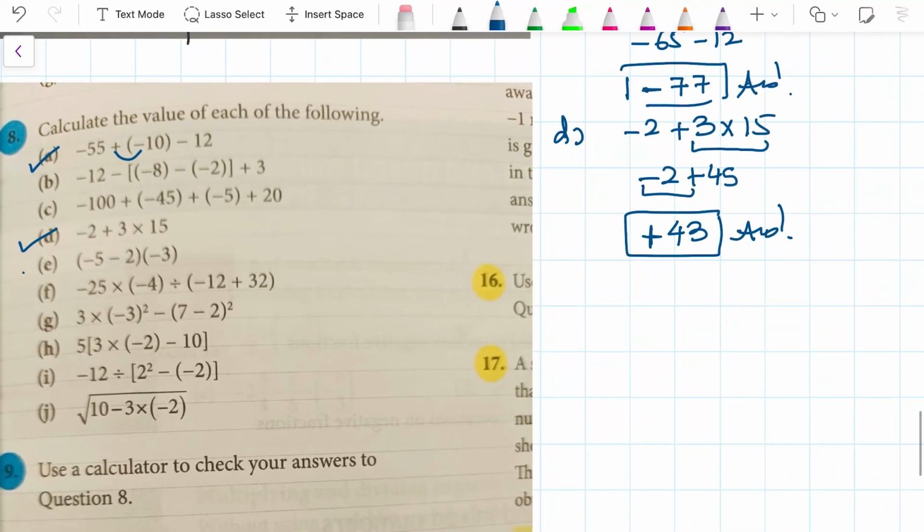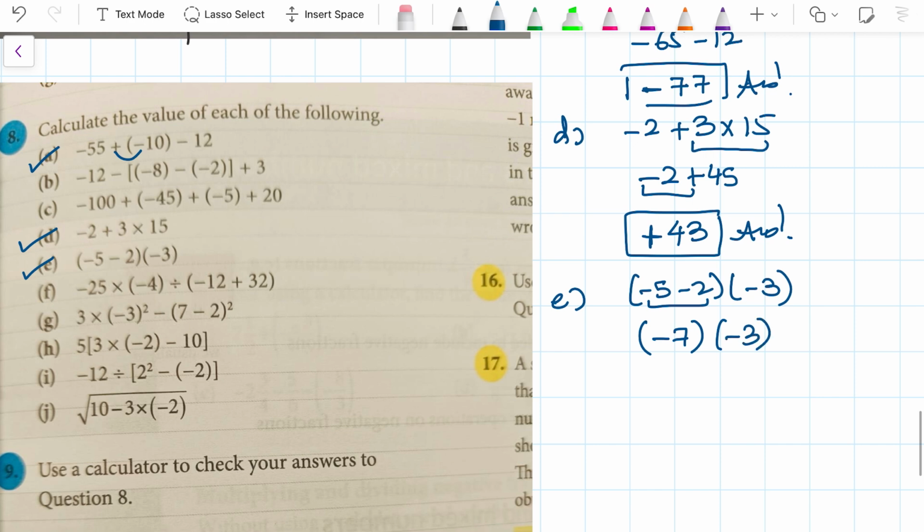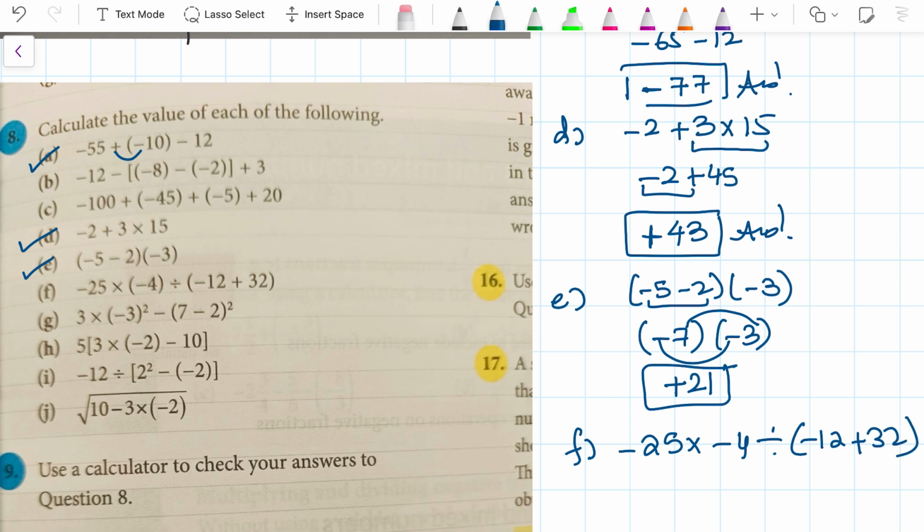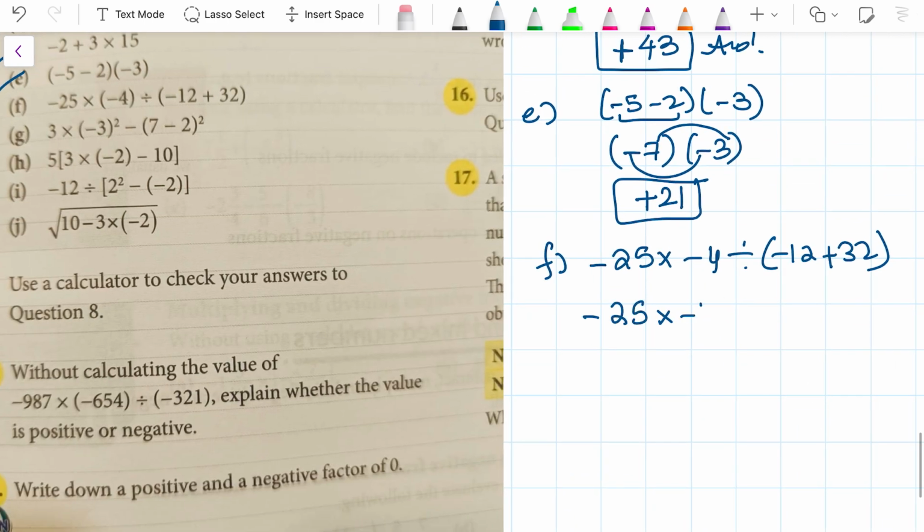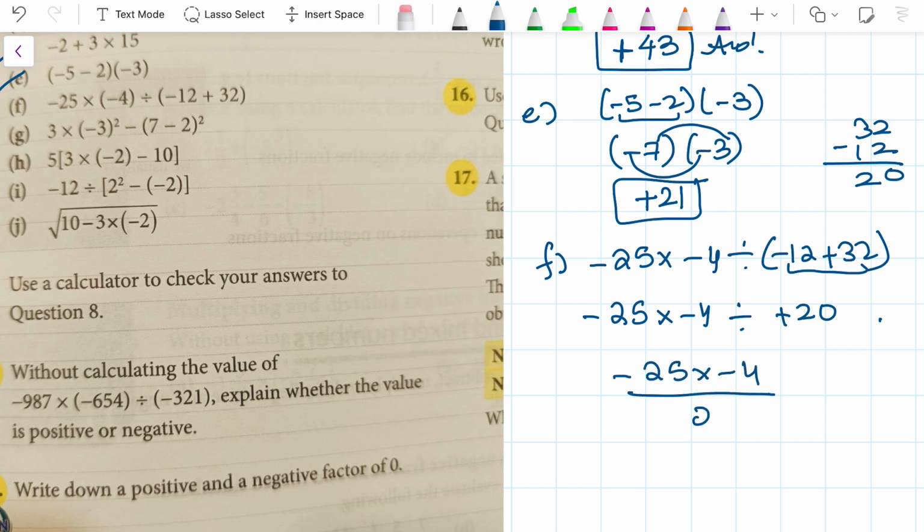Now, let's take E part. Minus 5 minus 2 is a minus 7. Minus minus is a plus. 7 into 3 is 21. F. Let's solve the bracket first. Minus 12 plus 32 means subtraction, but with a plus sign. We can write it like this. 4 times 1, 4 times 5. 5 times 1, 5 times 5. Minus minus is a plus.